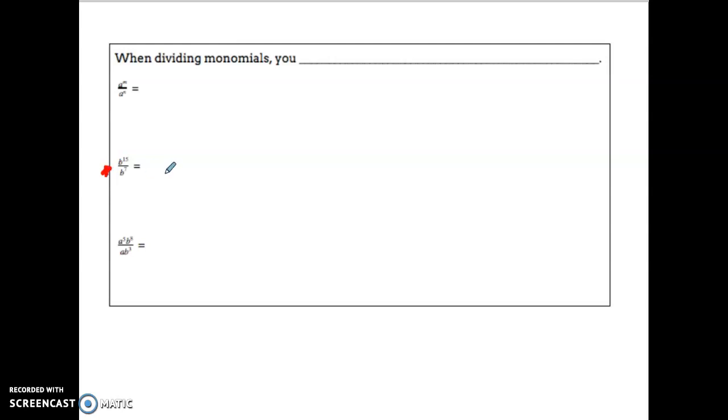I remember last year I said I was going to make this the first example, but clearly I did not do that. b to the 15th power. So we know that is b times b 15 times. So here we go. We're going to write 15 b's on the top.